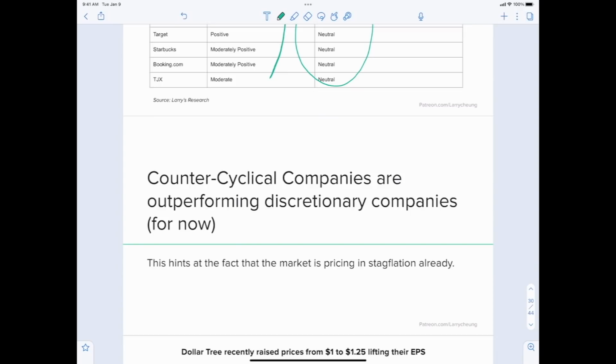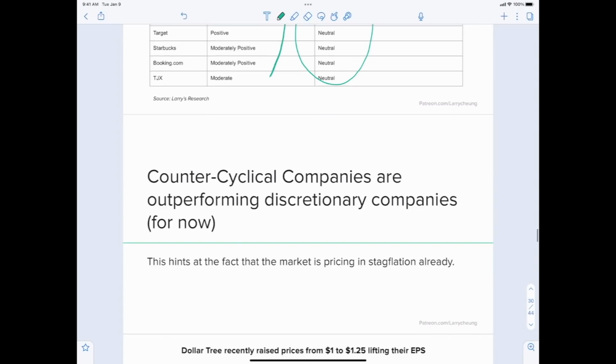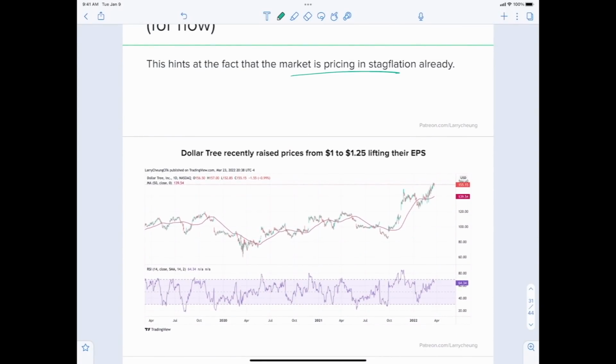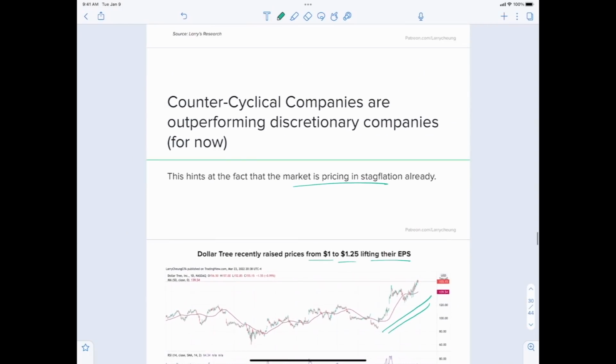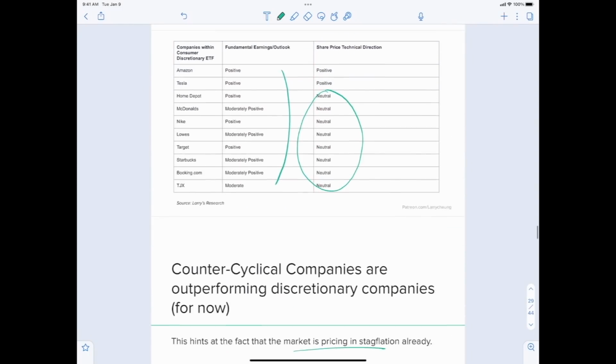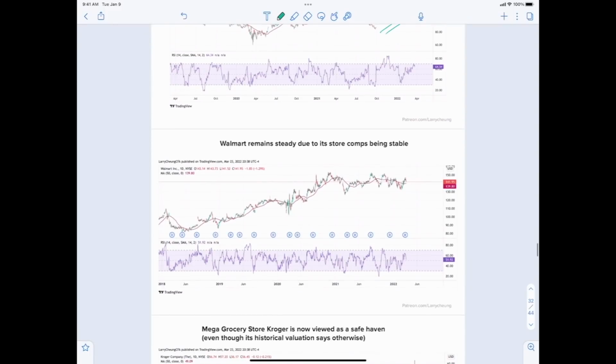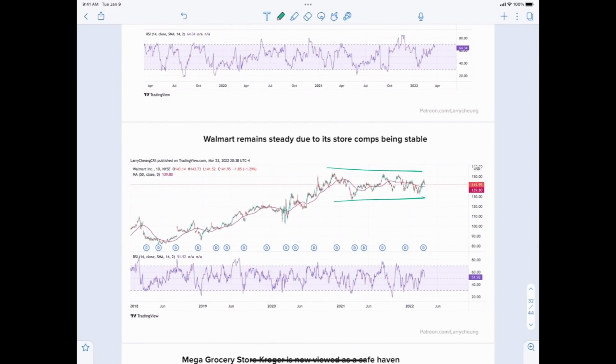Now, we are seeing counter-cyclical companies performing better than discretionary companies, and that's reflected in the fact that the market is pricing in stagflation. Dollar Tree, because they recently raised prices from $1 to $1.25 and they were able to lift their EPS significantly, the company is at an all-time high. Dollar Tree and these counter-cyclical companies are outperforming a lot of these discretionary names. So Dollar Tree is doing well. Walmart is remaining steady in a year where the NASDAQ is down close to 10% year to date. Having a company that's remaining steady is very strong outperformance.